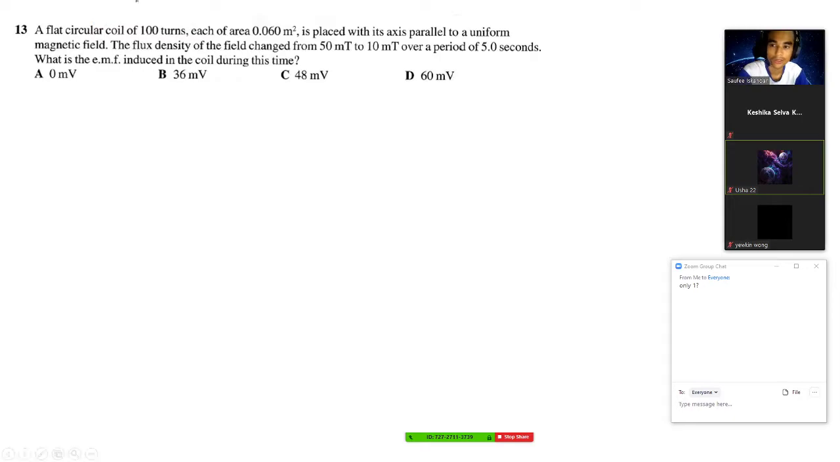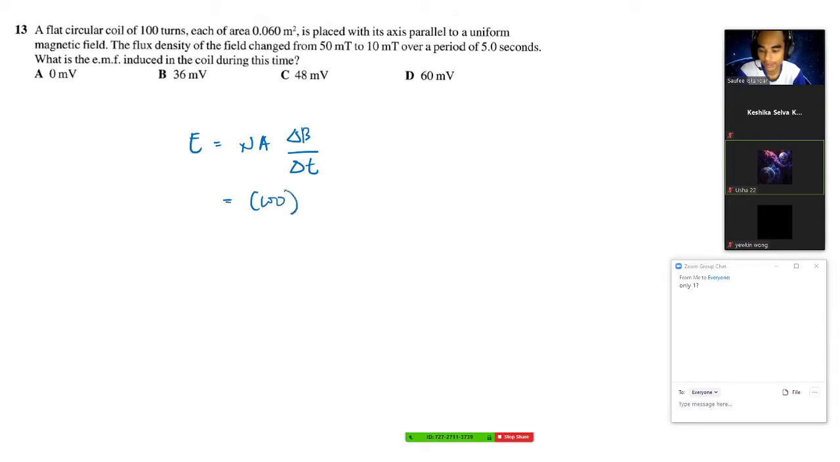A flat circular coil of 100 turns, each of area 0.06 meters squared, is placed with its axis parallel to a uniform magnetic field. The flux density of the field changes from 50 millitesla to 10 millitesla over a period of... This is a very easy question. You just apply the equation. You know the equation: induced emf equals N times A times change of B divided by change of t. So you just substitute everything.